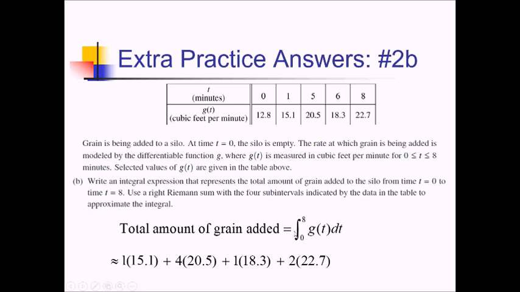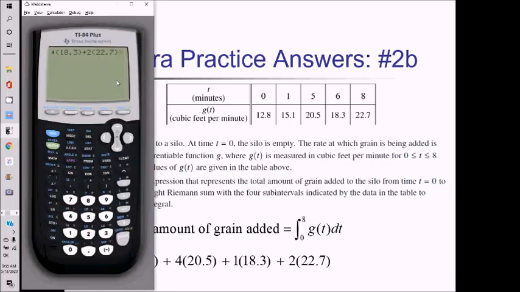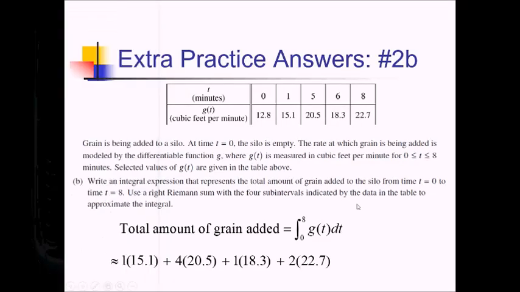Now, again, as long as you stick units on the end of this, you don't have to simplify it. And the units in this case, since you're basically doing g of t, which is cubic feet per minute, times dt's units are minutes, you're essentially just getting rid of the minutes and just getting cubic feet of grain. You could put those units on. I'm going to simplify this, though, and then I'll put the units on. So carefully plugging all that in, I get a grand total of 160.8, and again, that's going to be cubic feet of grain.